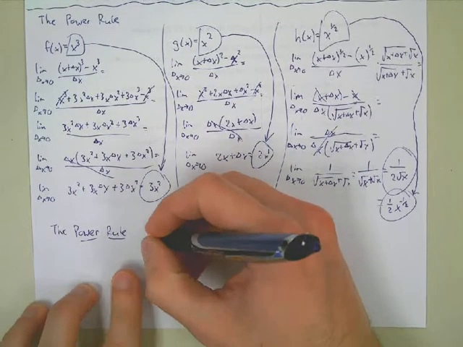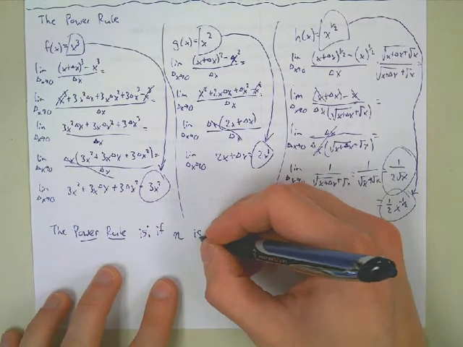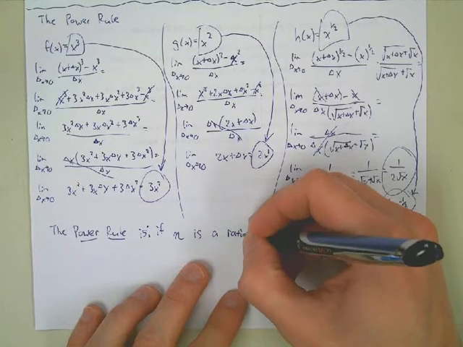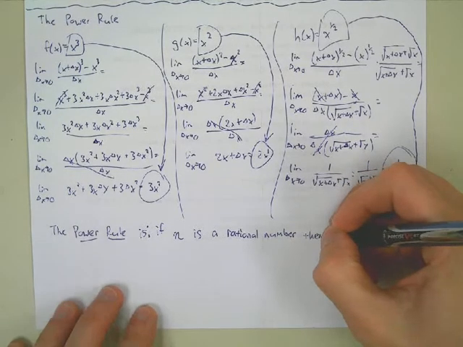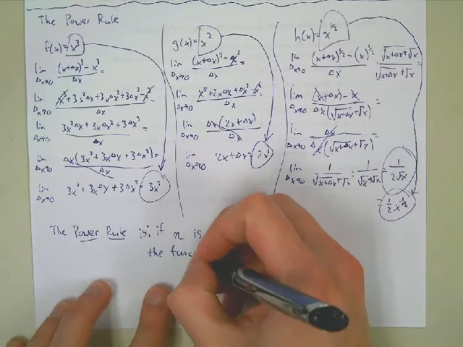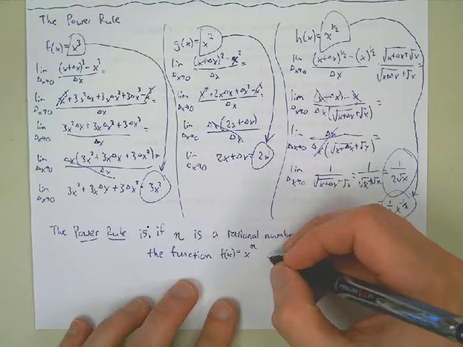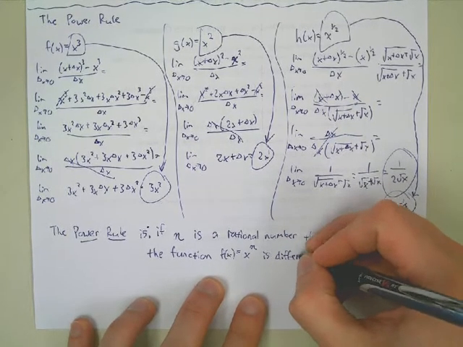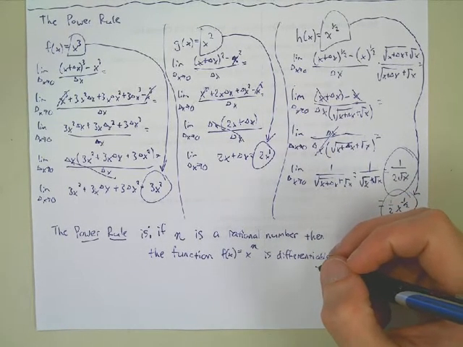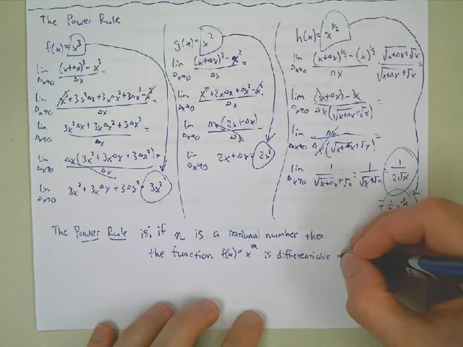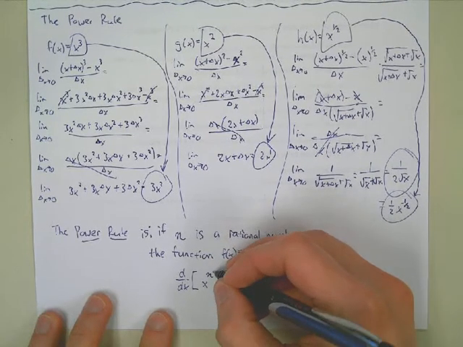The power rule is: if n, I'm going to use a cursive n, if n is a rational number, then the function f of x equal to x to the n is differentiable, and the derivative with respect to x of x to the n is equal to n times x to the n minus 1.